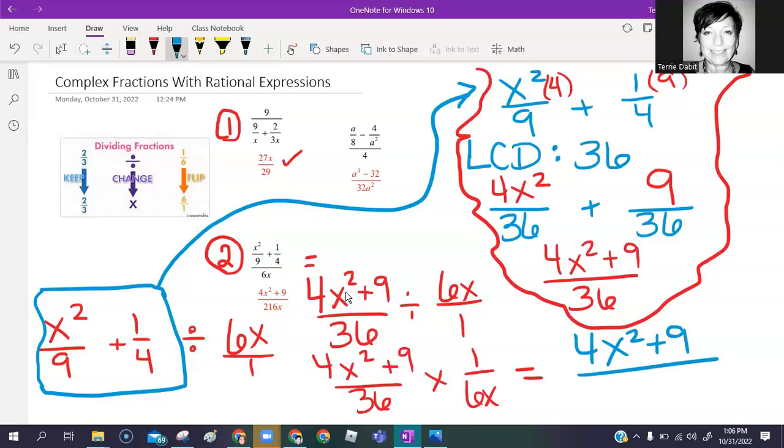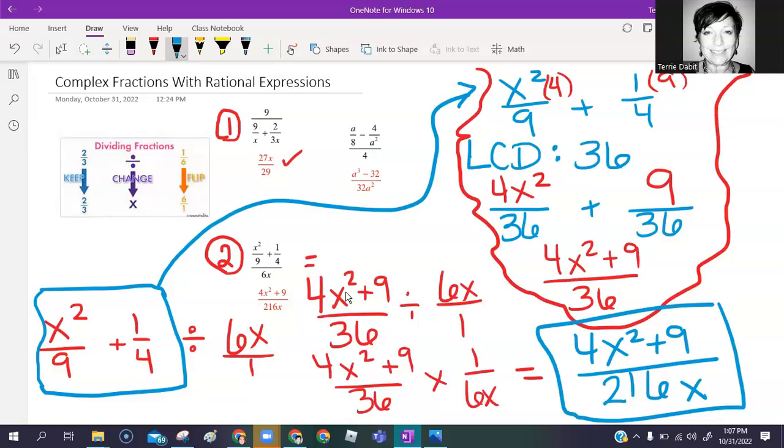I don't know what 36 times 6 is. Hold on. 36 times 6 is 216. 216x, final answer. So I'm going to go over here to my problem and see if I got it right. I did. Yay. There's my answer. I got this one right. This is how you guys should be studying. Go to my worksheet, try some of the problems, and then see if you end up with the right answer.